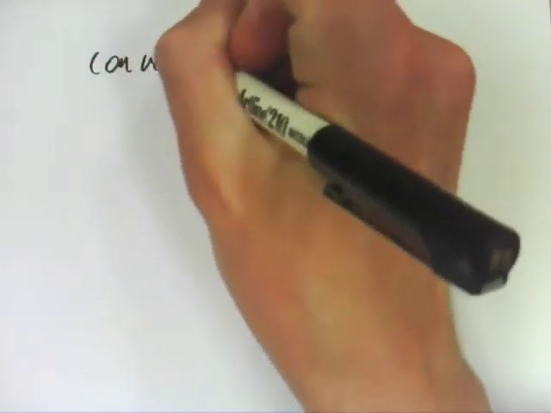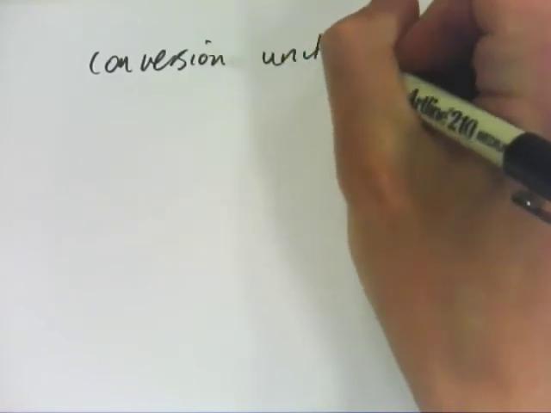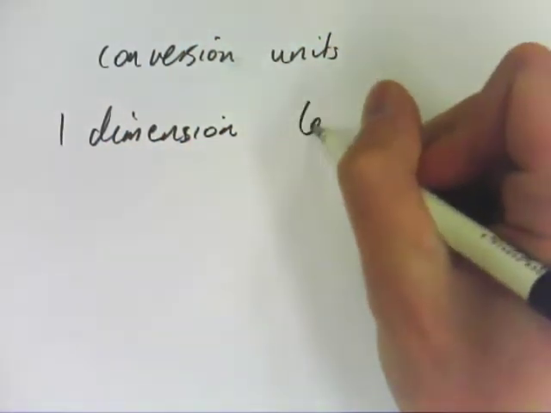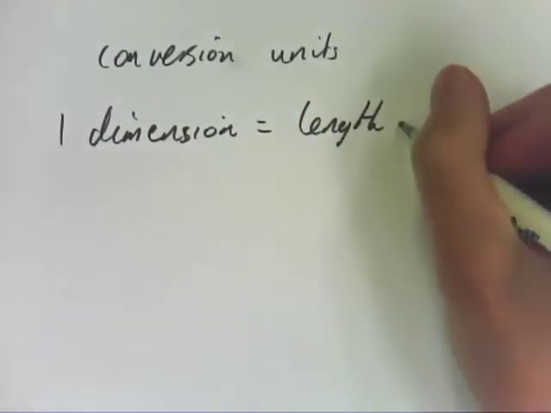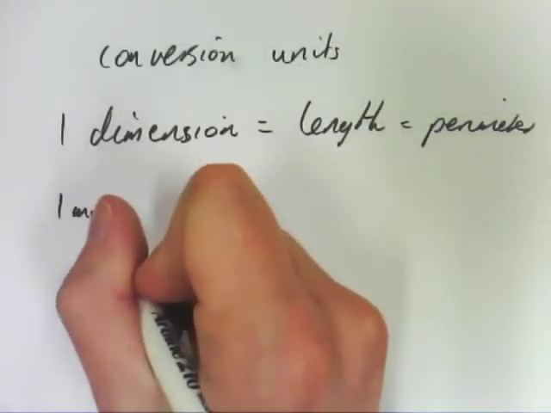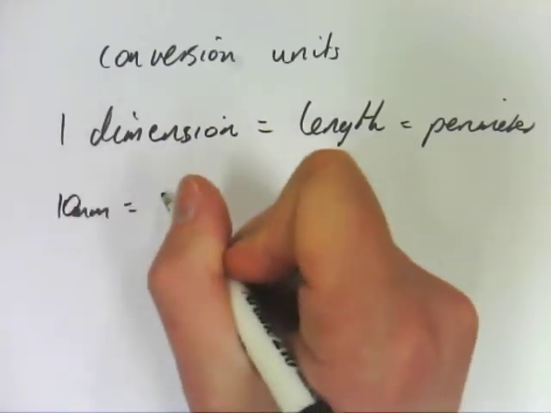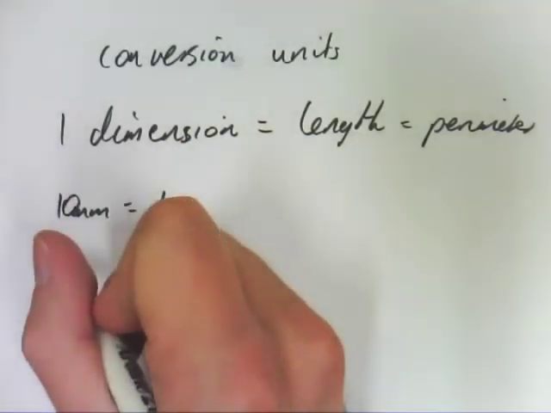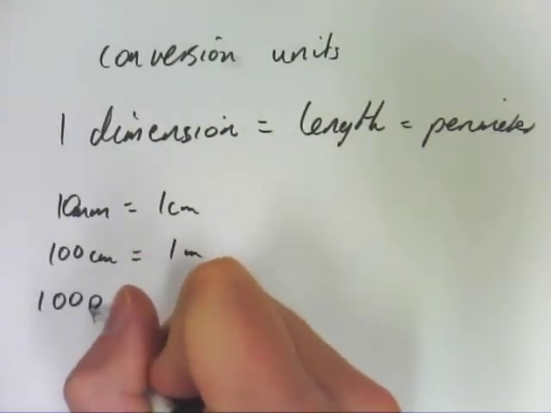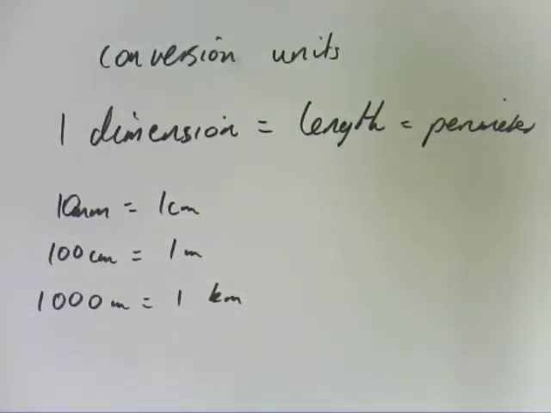There's one more section we need to be concerned about, and that's conversion of units. And this trips people up all the time. In one dimension, it's normally fairly easy. One dimension, when we're talking about it, is length, which corresponds to perimeter. It's easy. 10 millimeters equals 1 centimeter, 100 centimeters equals 1 meter, 1,000 meters equals 1 kilometer. You know all of them.